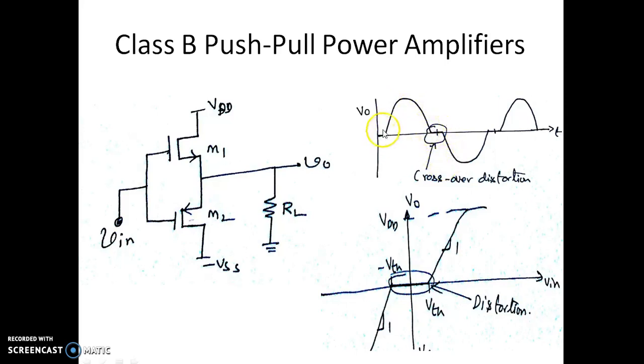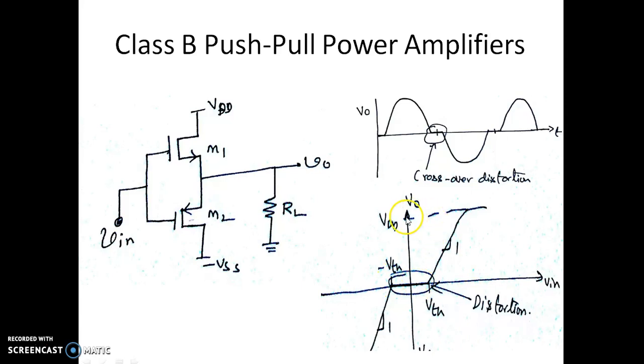We expected a pure sine wave, but we can see there is a distortion happening at the crossover of the input voltage at 0. So this is named crossover distortion. This crossover distortion will occur whenever the input voltage crosses 0.